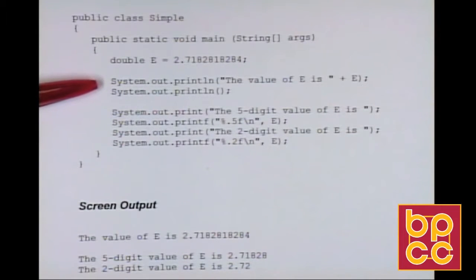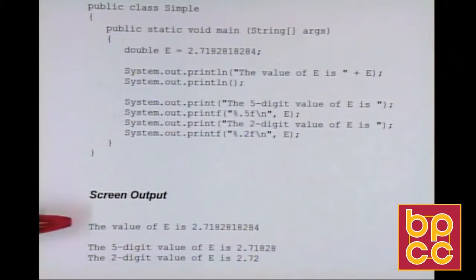The value of E is, and we display E, and on the screen output you'll see it just displays the entire value of E. But what if we want to delimit that and cut it down to where we don't display so many decimal places? We can use a format command to have it display fewer decimal places like I show here.